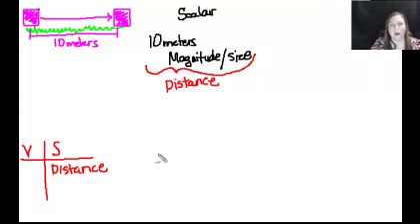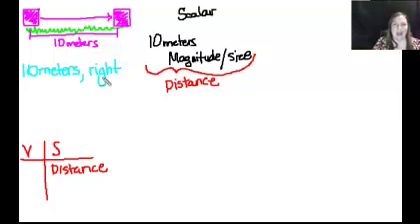But now, what if instead of just telling you that I moved the box 10 meters, what if I said I moved the box 10 meters to, let me just change colors here. What if instead I said that I moved the box 10 meters to the right?